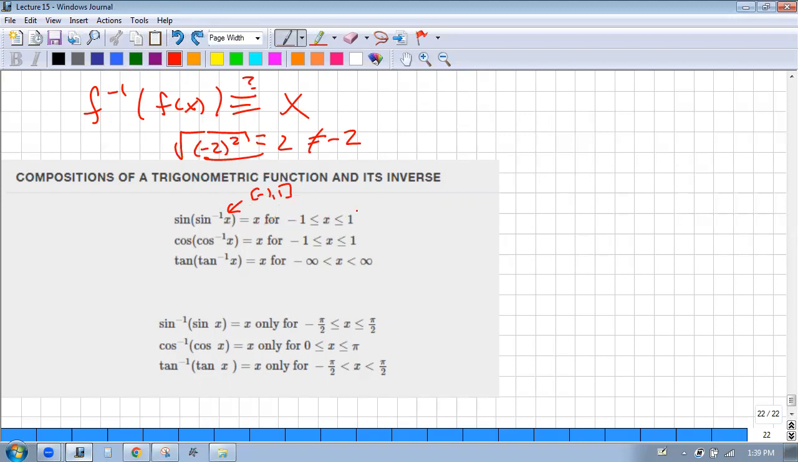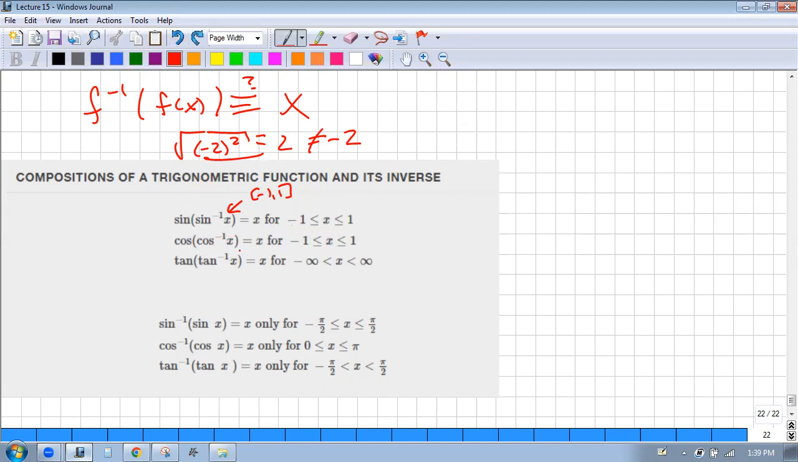You'll always get your x back as long as it's defined, right? You can't plug in 7 into sine inverse. It goes, I have no idea. 7 isn't something that ever comes out of sine, so it's not something you could plug into sine inverse. So as long as this is defined, you're going to get your number back, right?